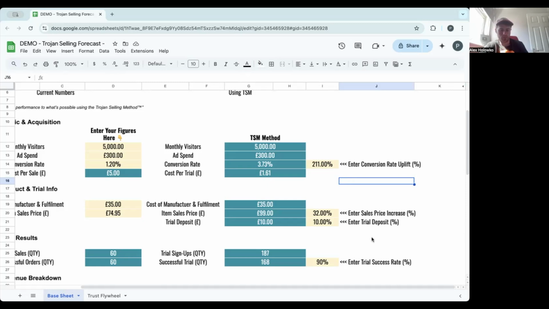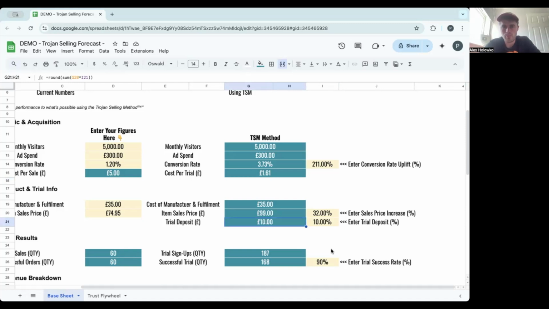Okay, trial deposit. Now, we suggest this is positioned as shipping and handling because people like to feel they're paying for something. And if you say, I will send you this for free, I just want you to cover the shipping and handling, that's very transparent, that's very fair. So we suggest having a shipping and handling price, if the product's around 100 quid, of around £10. It can be higher, can be less, it's up to you, but let's just say £10 in this case, and the item sales price is 99, right?